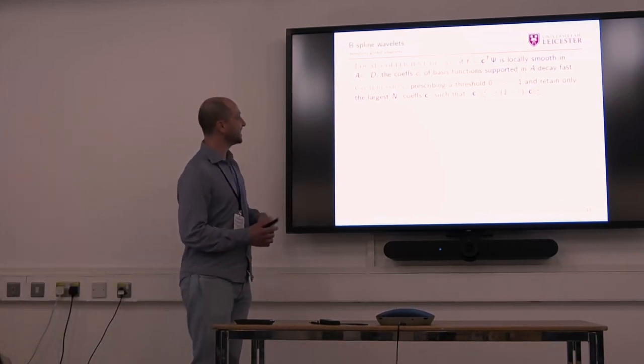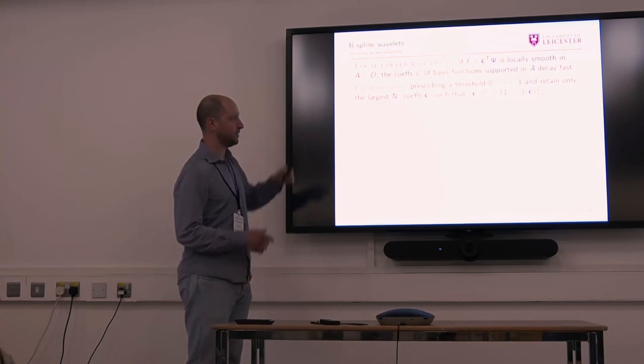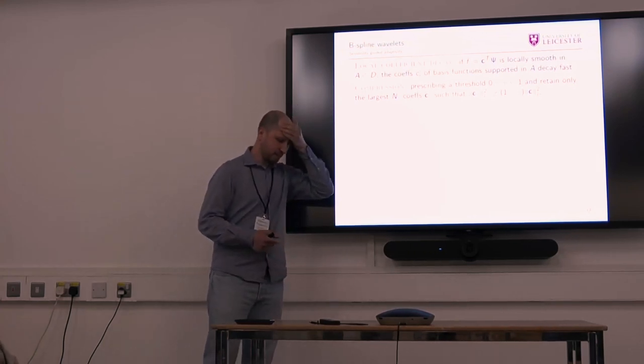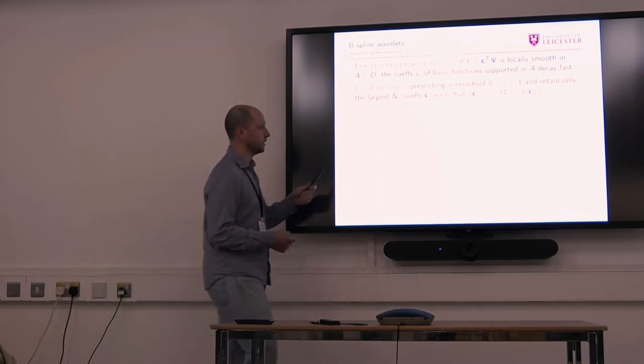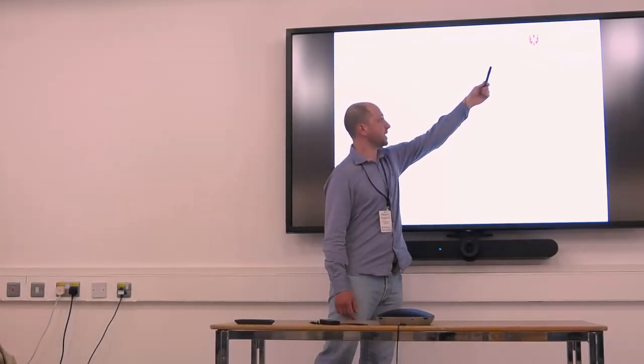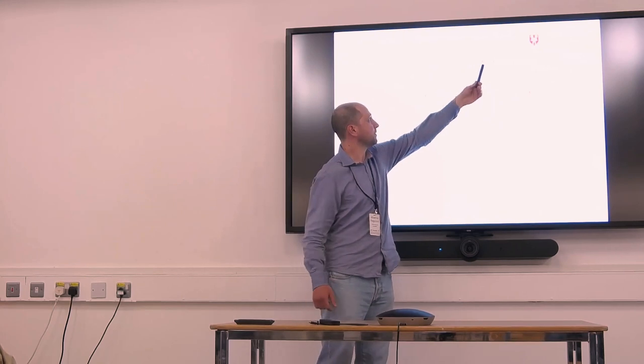And the other thing is that B-spline wavelets allow adaptivity. So the idea is the following: this is a basis, the basis of spline wavelets. If you take a function, you can express this function with respect to this basis.